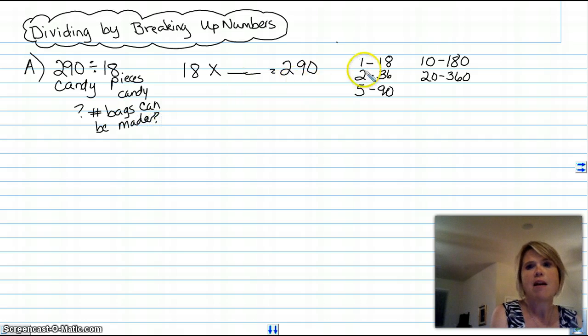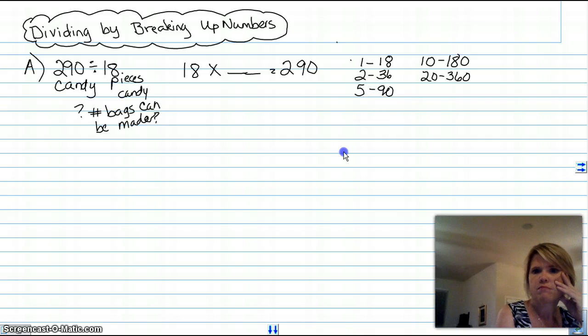Okay? Alright, so here's my question. Let's see, I have 290 pieces of candy. Can I do 10 groups? I'm just going to jot it down right over here. Oops. Sorry.